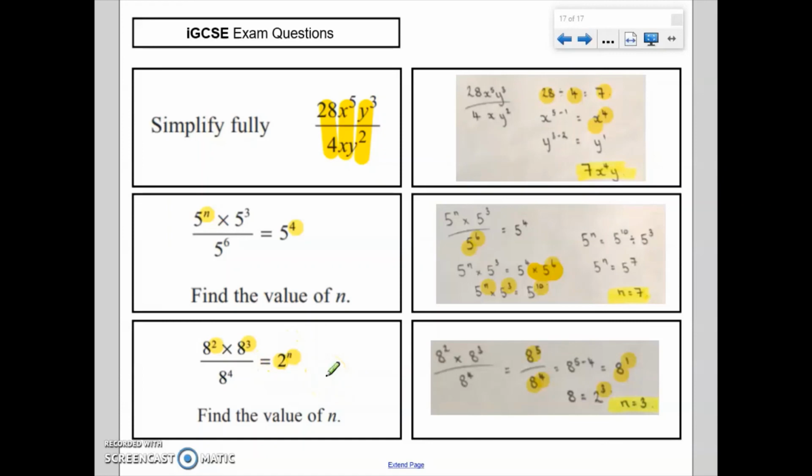Very well done if you were able to answer those 3 difficult exam questions. Hopefully now you understand the 3 basic laws of indices, and you're also able to have a go at some increasingly complex simplifying indices questions.